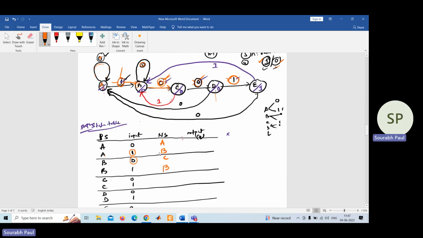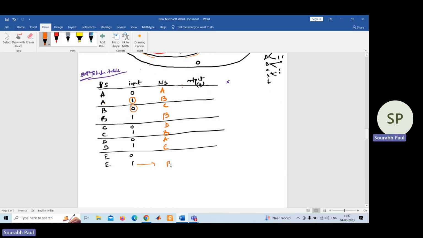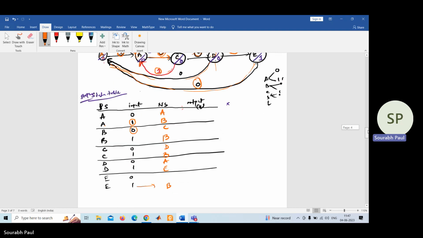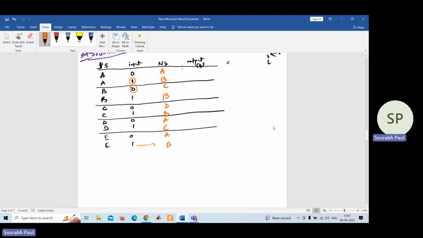Okay. So follow the same thing for C also. In C also, if you have the input of 0, you are going to D. If you have the input of 1, you are going to B. Okay. Now for D, if you have the input of 1, you are going to E. If you have the input of 0, you are going to A. Okay. Now for E, if you have the input of 1, you are going to B. And if you have the input of 0, from E you are going to A. Fine.